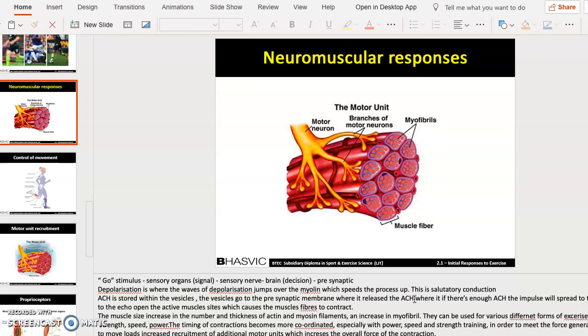The timing of the contractions becomes more coordinated, especially with power, speed, and strength training, in order to meet the force generation required to move loads. Increased recruitment. So they increase recruitment of additional motor units, which increases the overall force of the contraction.